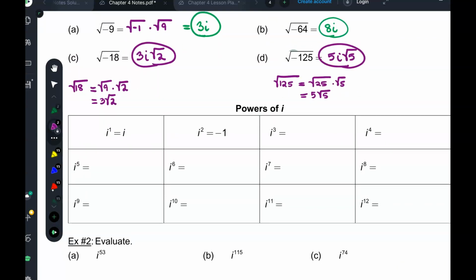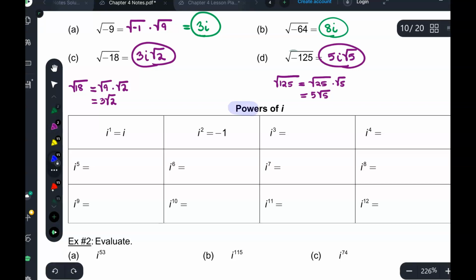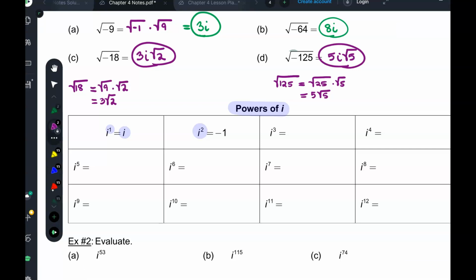Okay, so next what I want to look at is what happens when we have powers of i. Obviously i to the first, that's just our imaginary unit i. But take a look at what happens if I have i squared. So think about this for a minute. If I have i squared, remember what i is equal to? i is equal to the square root of negative 1.